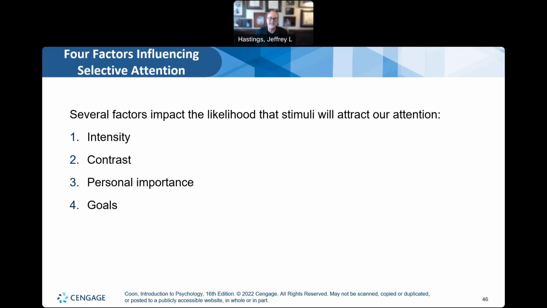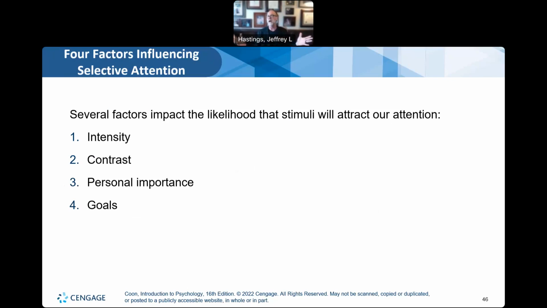There are several factors that impact the likelihood that stimuli will attract our attention. Of course, there's the intensity of that sensory input, the contrast between that and the rest of the senses in the environment, and the personal importance. If something's very important to you, you're going to focus more on it. And of course, the goals. I truly think there's one missing there, which is more of our personal desire that we may not even think about.